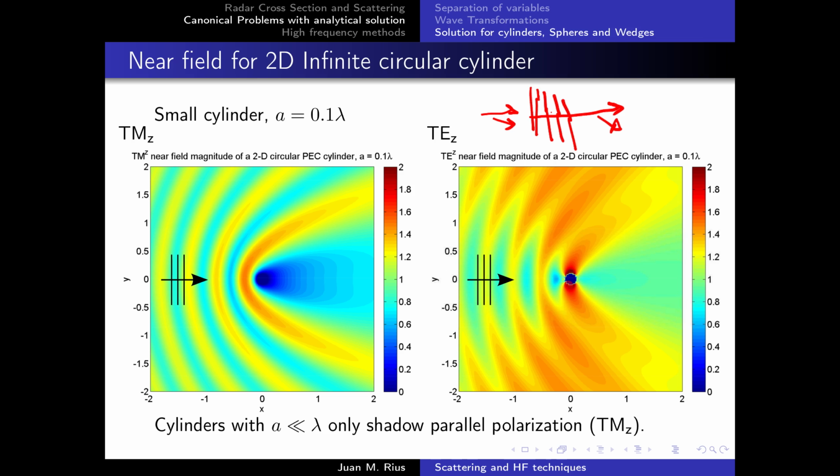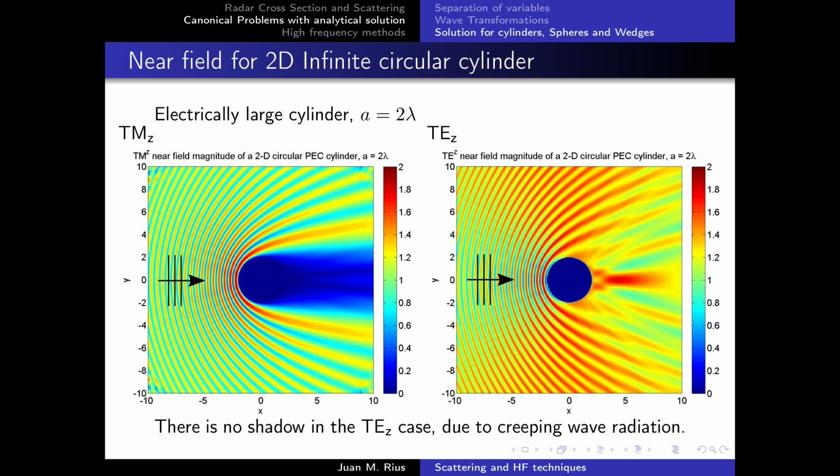Here we can observe that in the TE case, an electrically small cylinder, of radius small compared to the wavelength, produces a small amount of interaction, almost no perturbation. It almost doesn't perturb the incident field. If the wire radius was smaller, the perturbation would also be smaller.